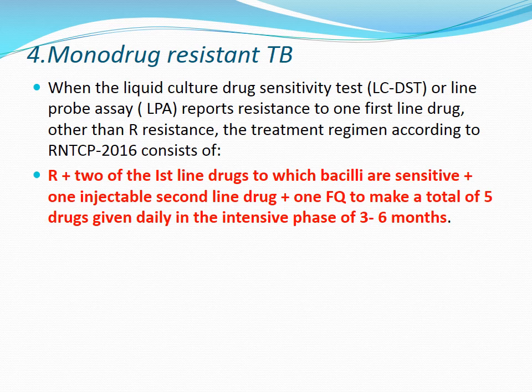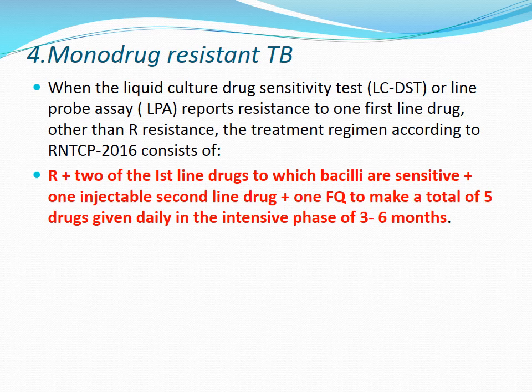Here, what is the treatment in the intensive phase? Here we are going to give R, because there is no resistance to it. Of the remaining three drugs, isoniazid, ethambutol and pyrazinamide, the bacilli are resistant to any one of the three. Leaving that one, the other two drugs you can give in the intensive phase. So two of the first line drugs to which the bacilli are sensitive.